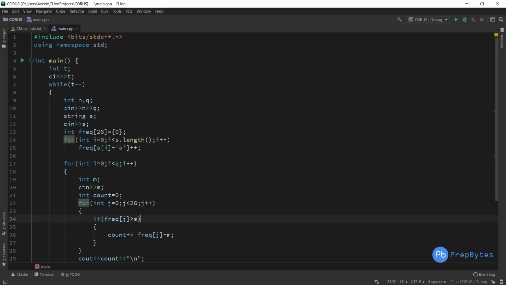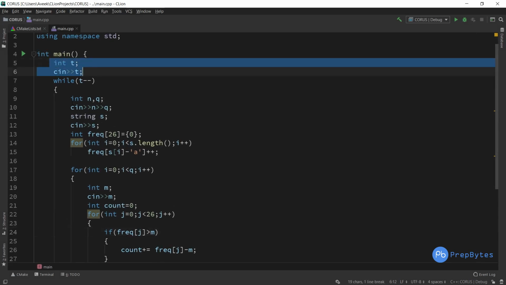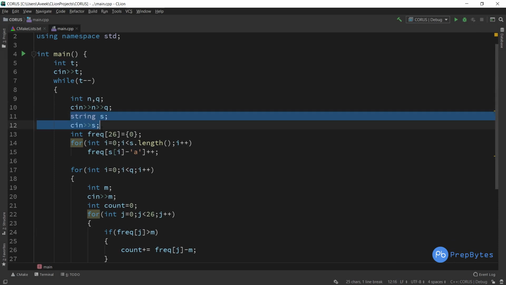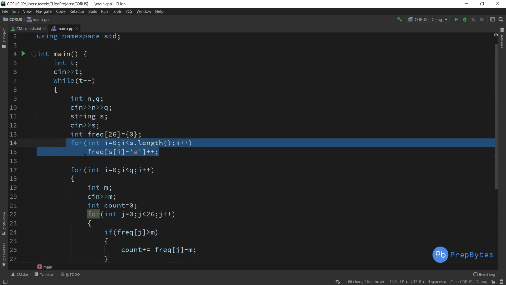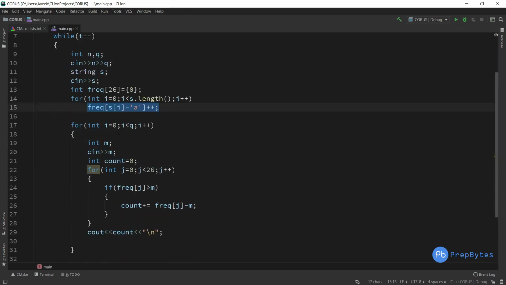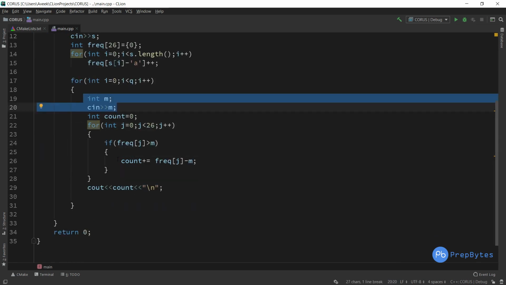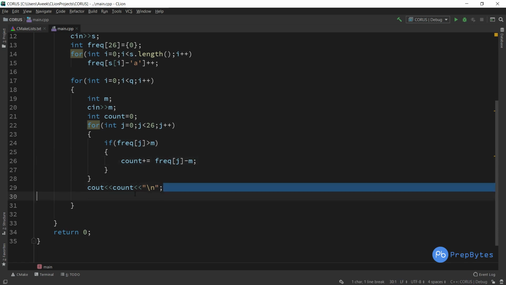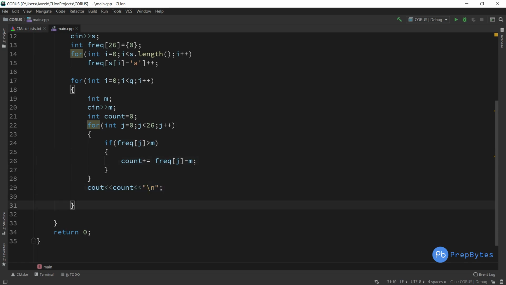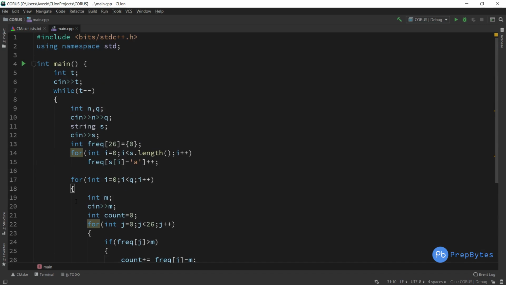This is the implementation: we get T as input, then N and Q, then the string, then we create a frequency array in a loop, which is simple frequency array creation as I told you. Now we have a loop for the queries. Each time take the input of M or C. For the 26 size array, just traverse it, and whichever frequency is greater than M, increment the count by the difference, and then print the count. So this is the implementation for this particular question.